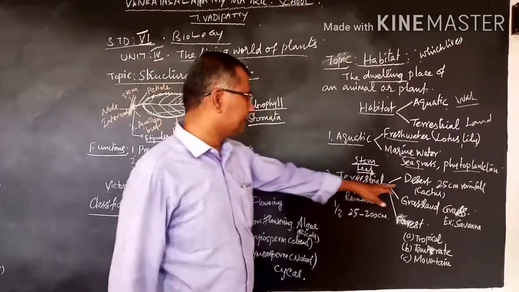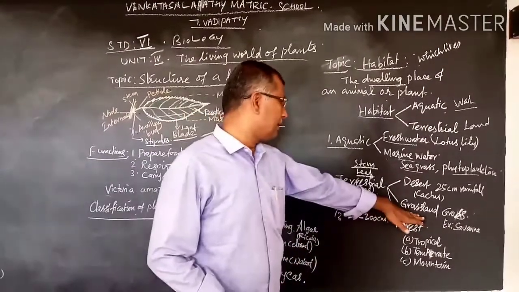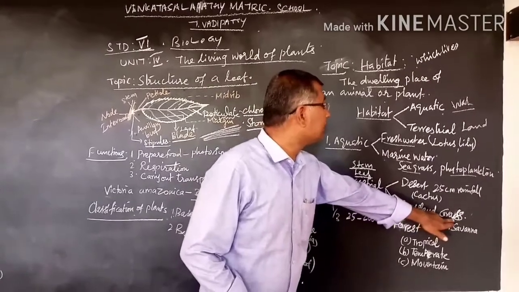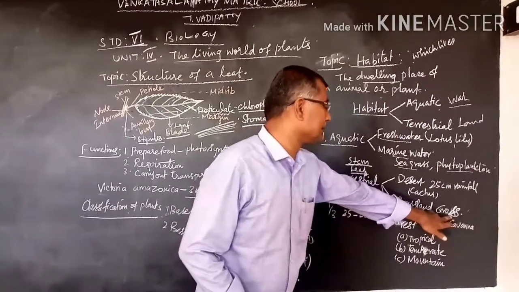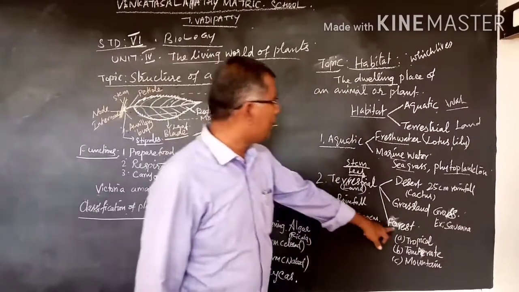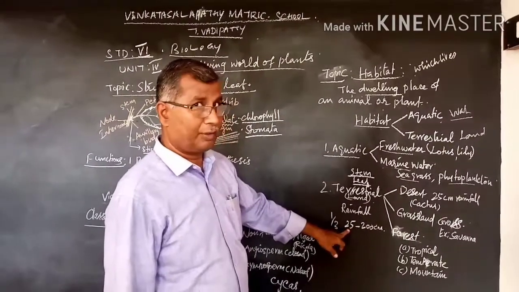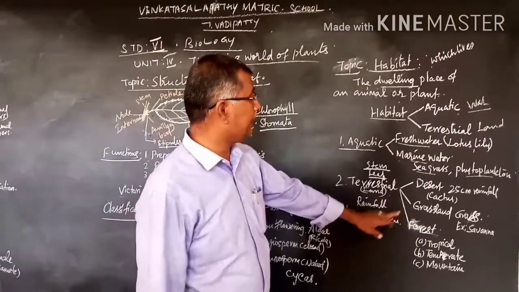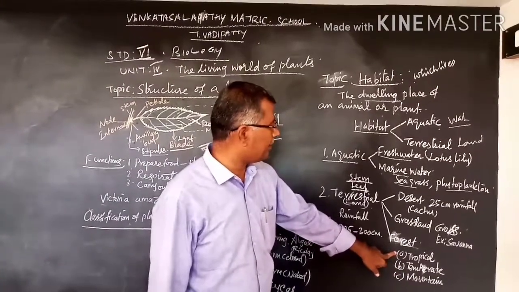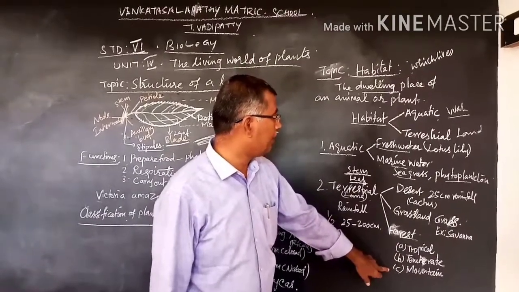Understand? Then grassland. The grassland habitat is dominated by grasses. Example, savanna. The third one is forest habitat. In the forest habitat, the rainfall is 25 to 200 centimeter per year. It is further classified into tropical forest, temperate forest and mountain forest.